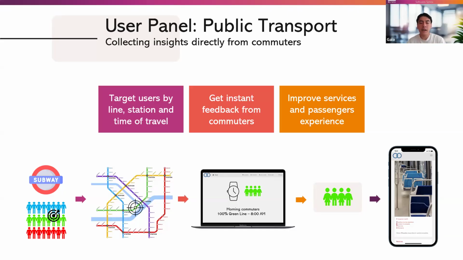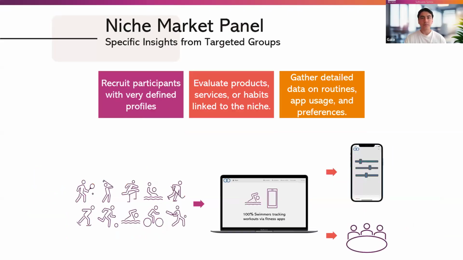Because I already have that information in my panel, I know the people that are morning commuters are always taking line green at 8 a.m. in the morning. After having this group of people, I am going to send them a survey so I can know what exactly happened, what the incident in the metro was, how they handled it, and what we can do in order to improve their experience overall when taking public transportation.